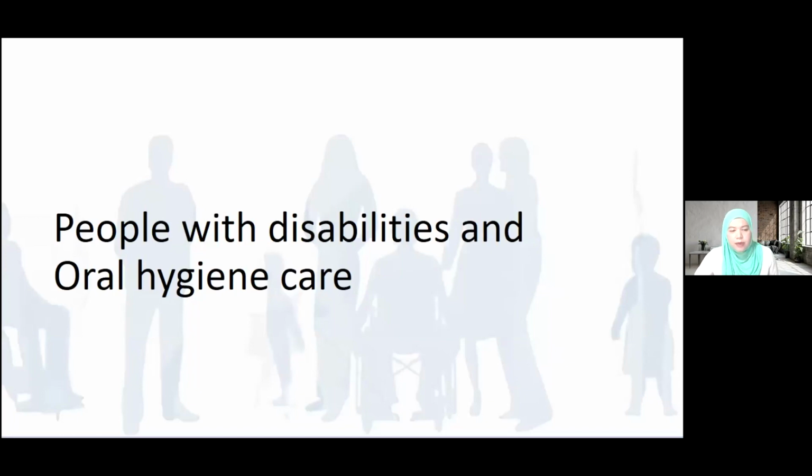So in this section, we look into oral hygiene care for people with disabilities. What sort of support is needed, and how the development of an oral health care plan can help support their day-to-day oral care.